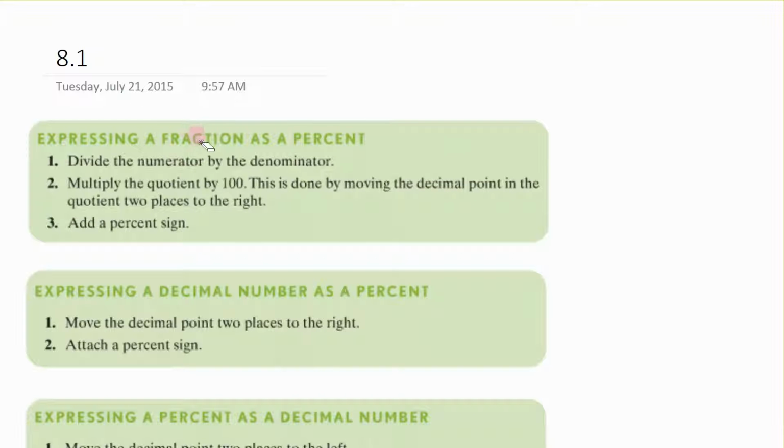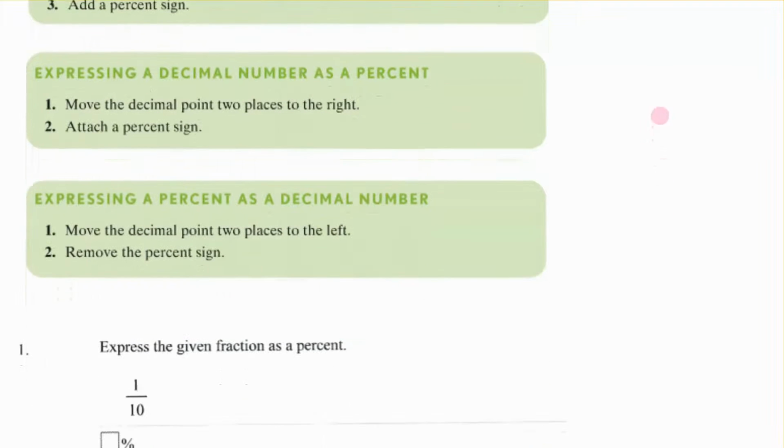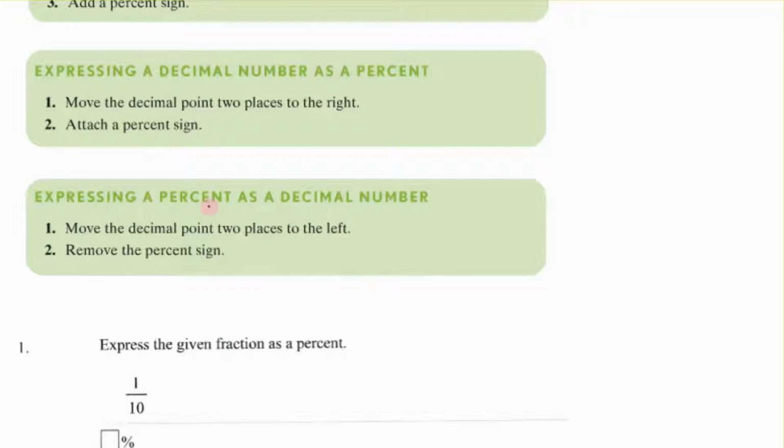All right, to change a fraction to a percent, you're going to divide the numerator by the denominator and then multiply what you get by 100. And what this does is it moves the decimal 2 places to the right. So you're really going to change the fraction to a decimal and then the decimal to a percent. If you have a decimal, it's the last 2 steps of that. You're going to move the decimal point 2 places to the right, add a percent sign, and it becomes a percent. When we change a percent to a decimal, you're going to move the decimal 2 places to the left and remove the percent sign.